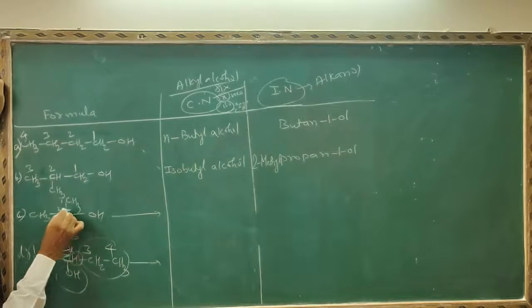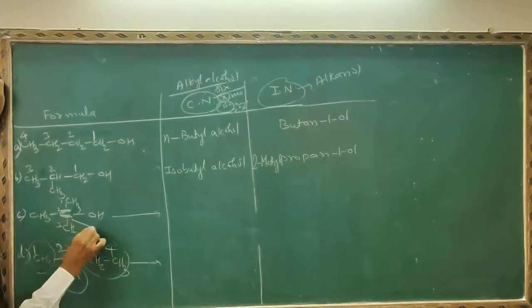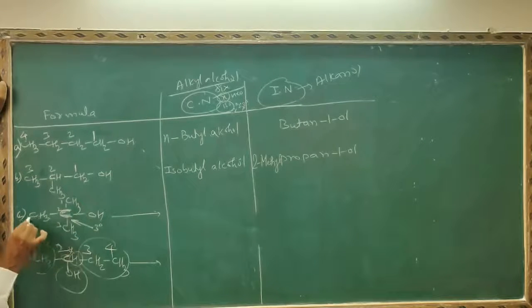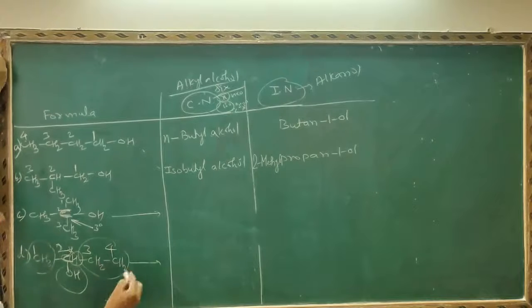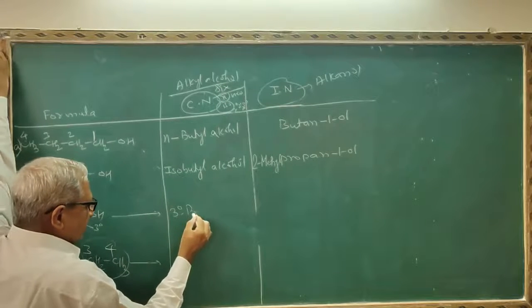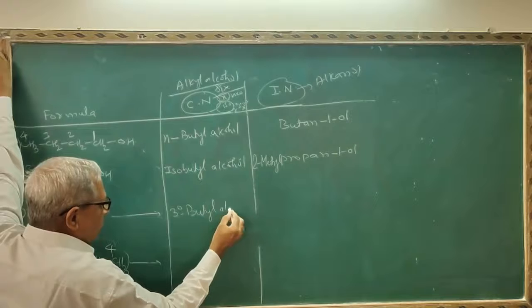Similarly, do the numbering here 1, 2, 3. What is the type of this carbon atom? It is a tertiary carbon atom because this carbon atom is attached to the 3 other carbon atoms. Therefore, the common name is tertiary butyl alcohol.